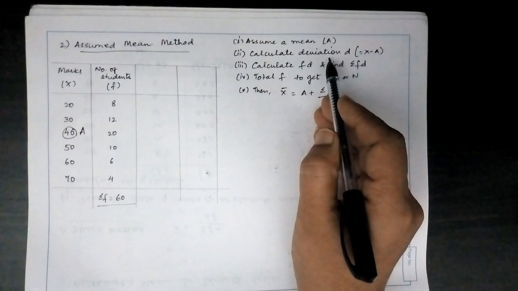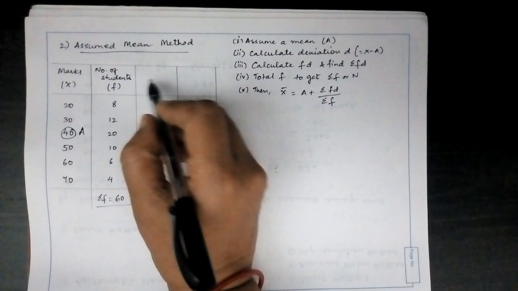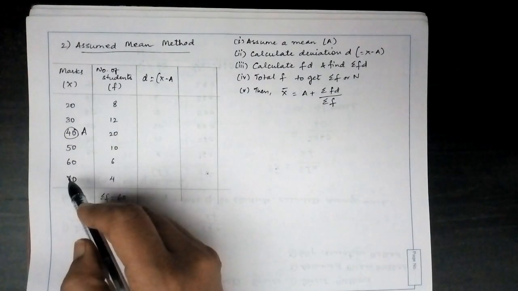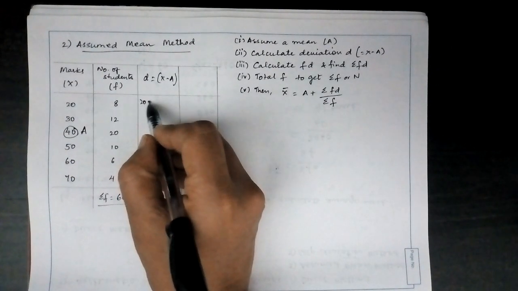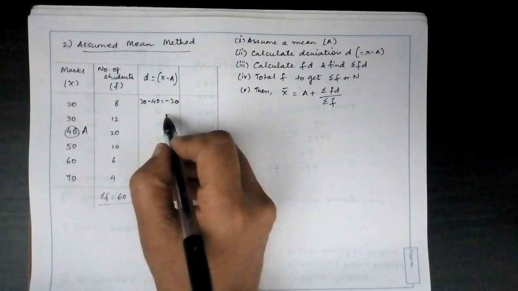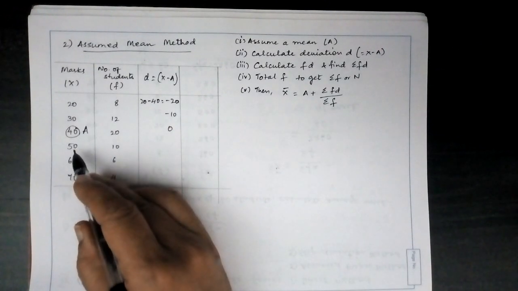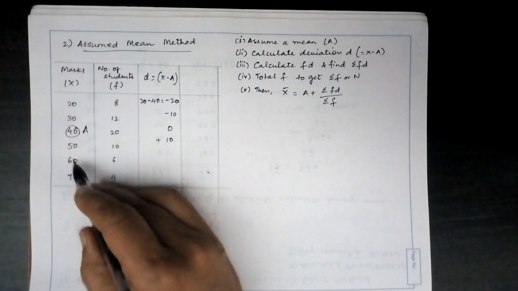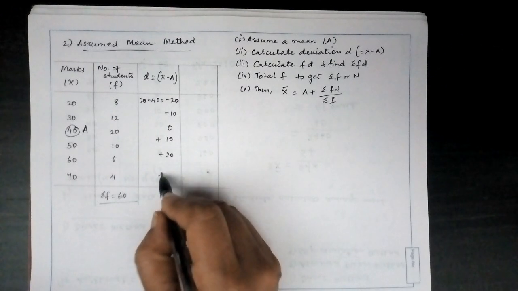Now we need to calculate the deviation D, which is equal to x minus A. We know these marks are called x, and let's now calculate x minus A. What is x here? 20. 20 minus 40 gives us minus 20. Similarly, 30 minus 40 gives us minus 10. 40 minus 40 gives 0. And 50 minus 40 gives us a positive number, 10. 60 minus 40 gives us plus 20. And 70 minus 40 gives us plus 30.